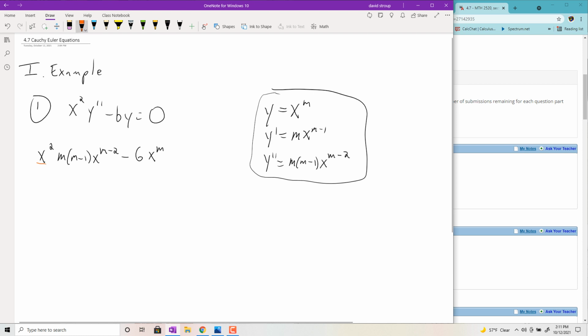We have two terms with the same base, and because they're being multiplied by each other, we can add the exponents of those two terms. So you'd end up with m times m minus 1 times x to the m minus 2 plus 2, which of course is just x to the m. I forgot to put a 0 on the other side. And then minus 6x to the m, and that will equal 0. Then you can factor out the x to the m, and what you have is a characteristic equation.